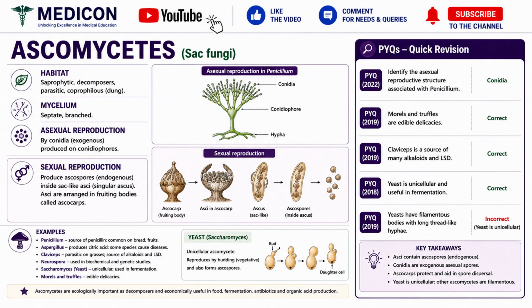You can see what type of questions have been asked in previous years in the NEET examination, and after studying them, you can integrate them with the slide and understand how further expected questions can come out of it. The key takeaways are: asci contain ascospores, which are endogenous, and conidia are exogenous asexual spores. Ascocarps protect and aid in spore dispersal. Yeast is unicellular. Other ascomycetes are filamentous in nature.